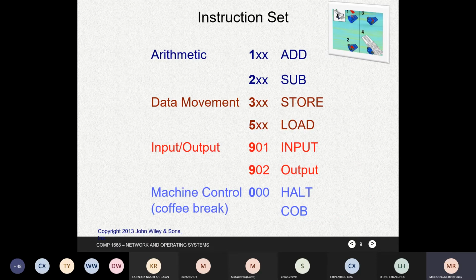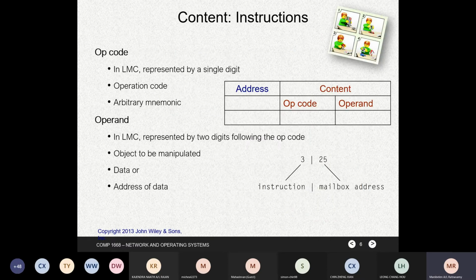Okay, let me come back to the instruction set. Going back to assembly language. So remember, the instruction will be in 3 digits. The first digit will be for the opcode, and 2 digits will be for the operand. That's how we're going to understand this instruction.